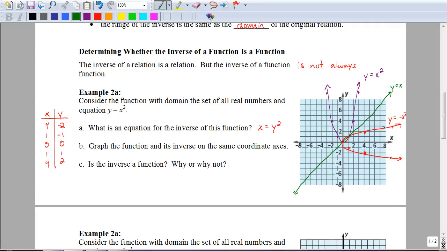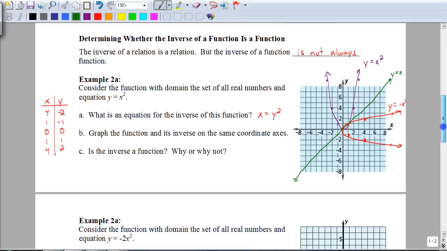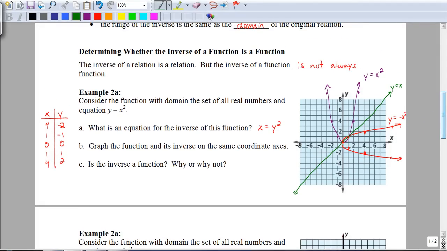Now it says in part C, is the inverse a function? Why or why not? Well, remember earlier in the year we talked about the vertical line test to determine if a graph is a function or not. You can see that if I draw a vertical line through this graph, it passes through 2 points. So the inverse is not a function. And you could say it fails the horizontal line test.